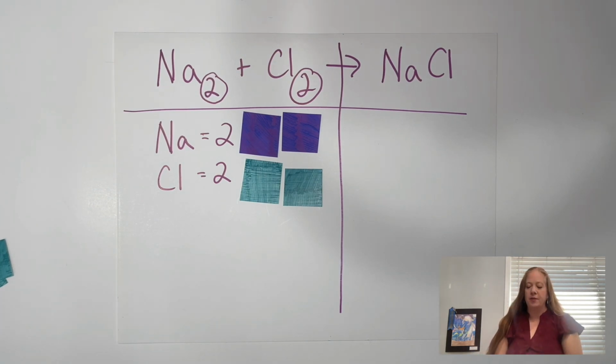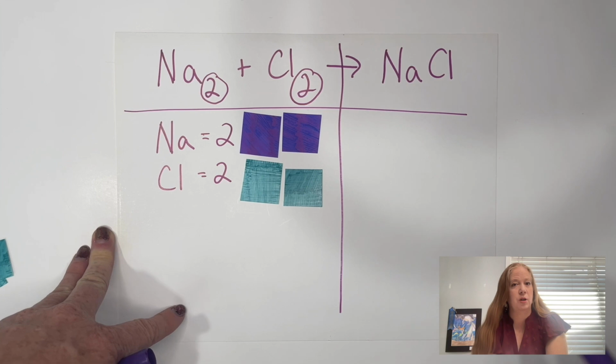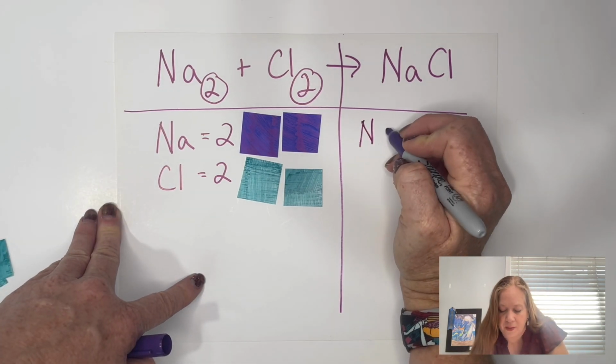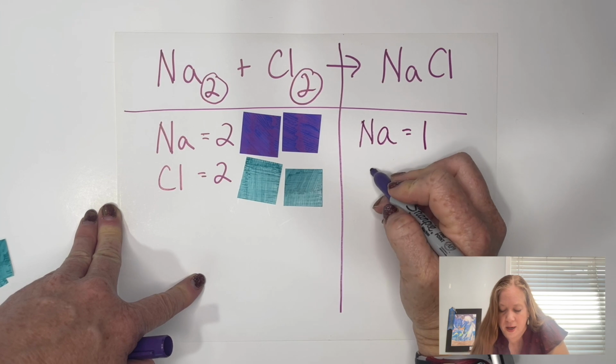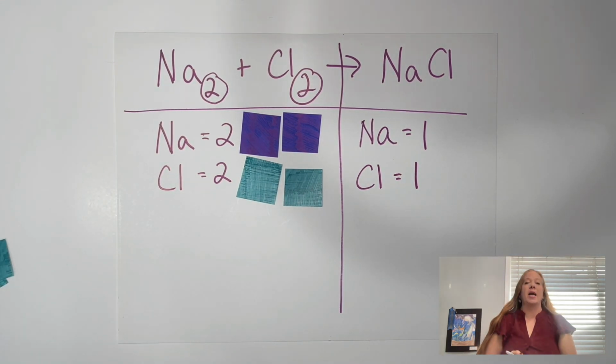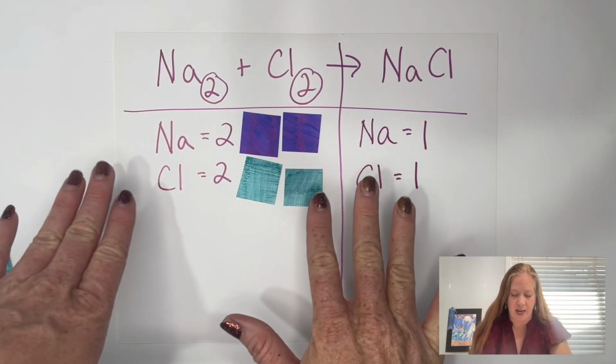Now, let's look on the other side. There's no subscript number after the sodium or after the chlorine, which means that there is a 1. So sodium on this side, we have 1, and chlorine on this side, we have 1. Now, again, conservation of matter says that the atoms are not created or destroyed, they just rearrange. So let's go ahead and create this.